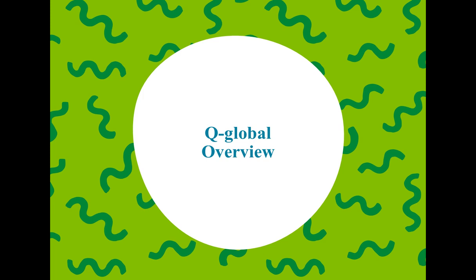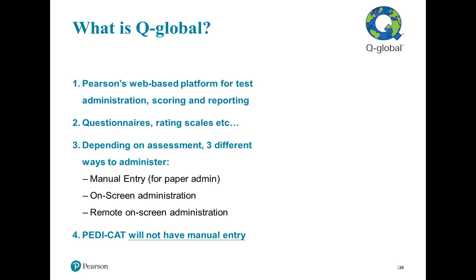Good afternoon, everyone. Okay, I'm going to talk about Q Global generally first, and then more specifically how the PEDICAT is used on Q Global. So what is Q Global? Q Global is Pearson's web-based platform for administration, scoring, and reporting. It is typically used with questionnaires, rating scales, and inventories.